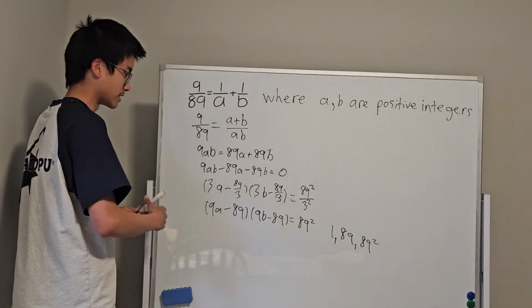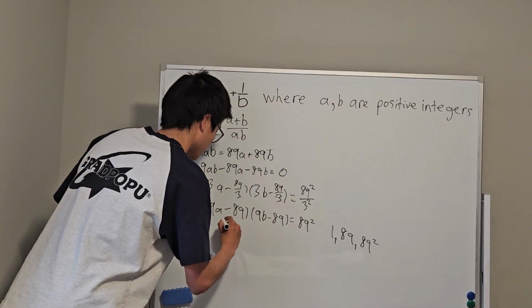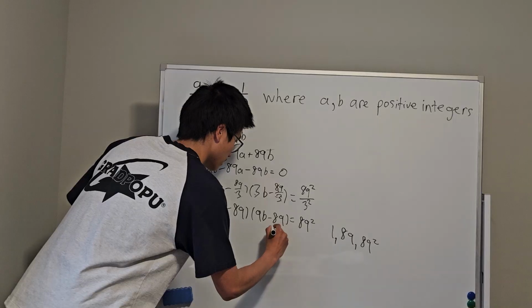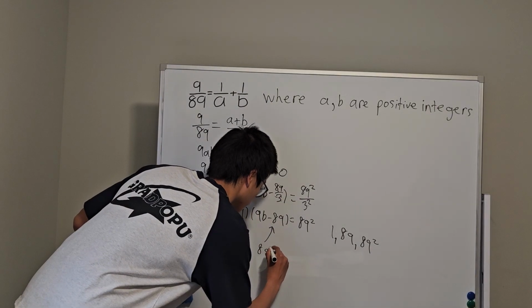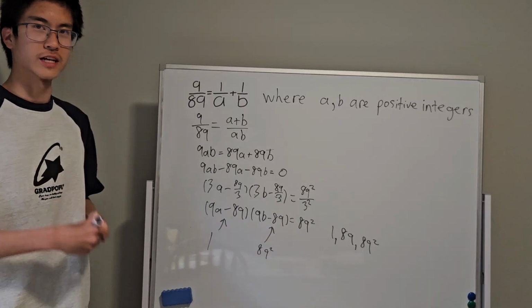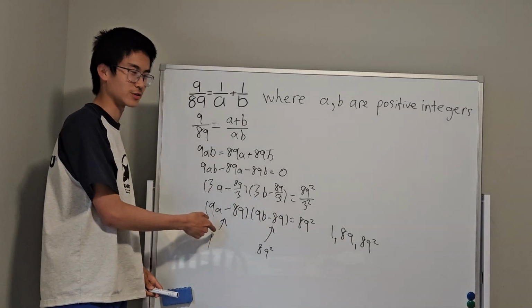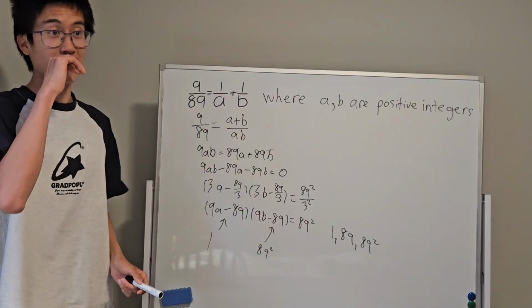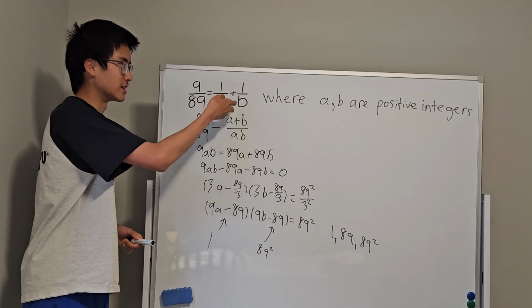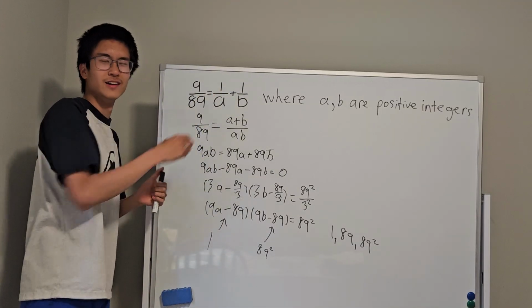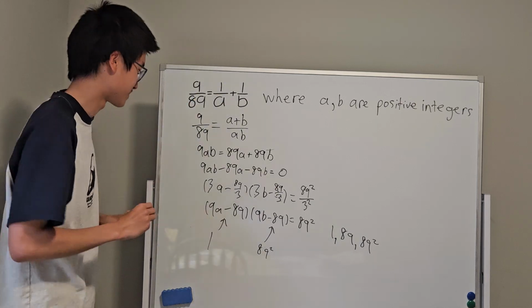So we set 9a minus 89 to 1, and 9b minus 89 to 89 squared. Now you may also notice that you can do it the other way. You can set this to 89 squared, you can set this to 1. However, our answer will still essentially be the same because these are commutative, right? Like if you switch a and b around, the sum will not change.